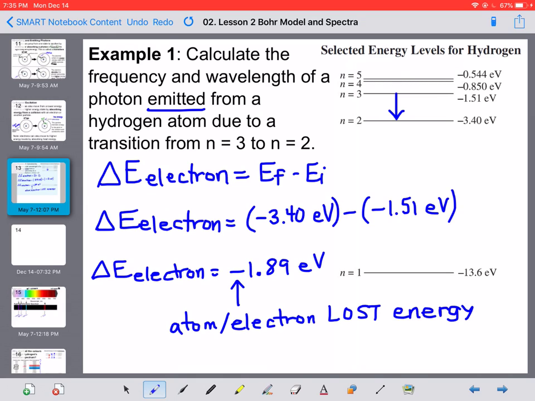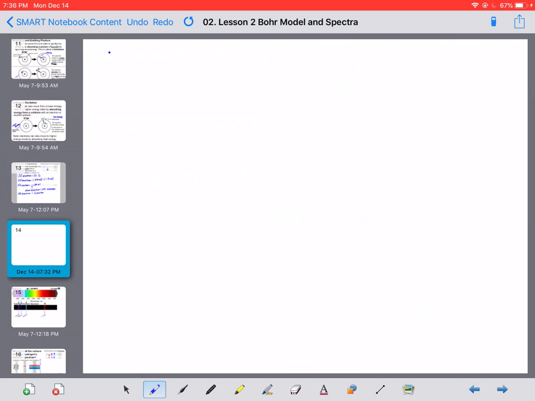Now, an important thing to know to solve example 1 is that the change in energy of the electron is going to correspond to the energy of the photon that's produced. But energy of the photon cannot be negative. So even though we got a negative value for the change in energy of the electron, when we write down the energy of the photon, we just make it a positive number. So the energy of the photon, we're just going to say that it's 1.89 electron volts.